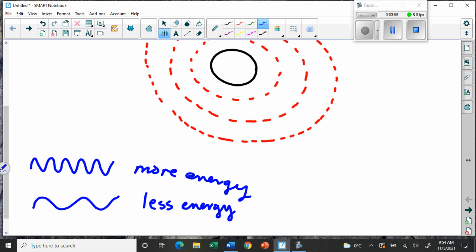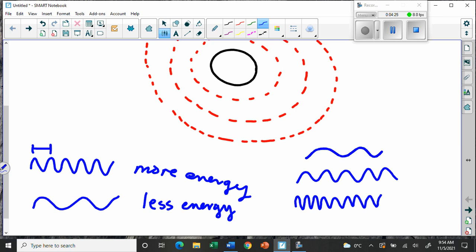And of course we can measure it. We have mathematical equations that can tell us exactly how much energy there is if we know exactly how far it is between the bumps, if we know the wavelength. So it's pretty easy to do that. Now you can get all kinds of energy. So this wave would have a certain amount of energy. This one would have more. And this one would have less.